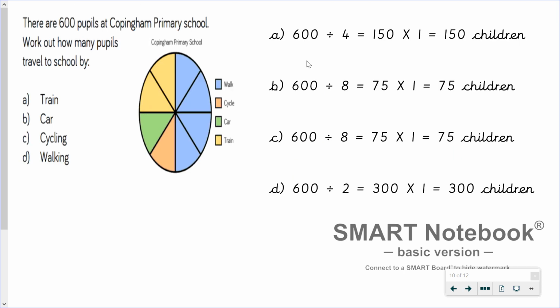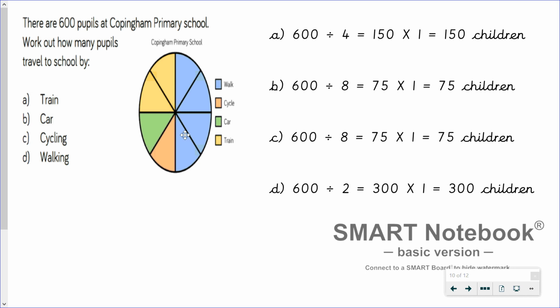Good stuff, right. So the first one, 600 pupils, work out how many people travel to school by this. So here we go. There's 4 quarters here. Okay, so I'm going to divide by 4. So 600 divided by the 4. I'm looking at walk. Here's train. There's the yellow one. So here we know that's a quarter because 4 of those sections would fit. So we divide it by 4, and it's 1 quarter. So 600 divided by 4 is 150. Times by 1 is 150 children.